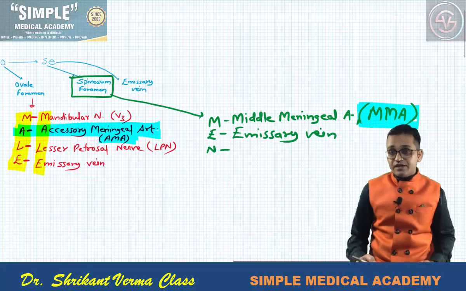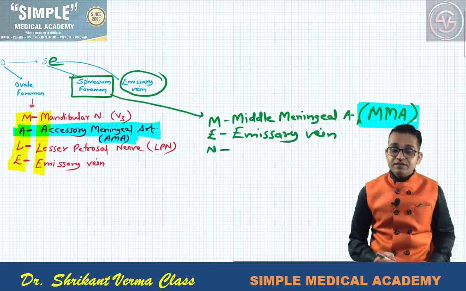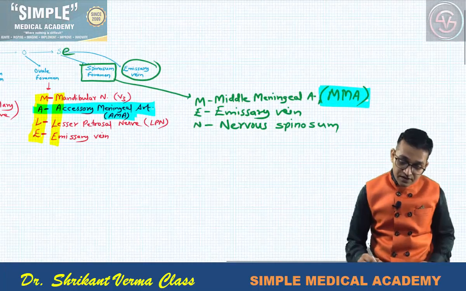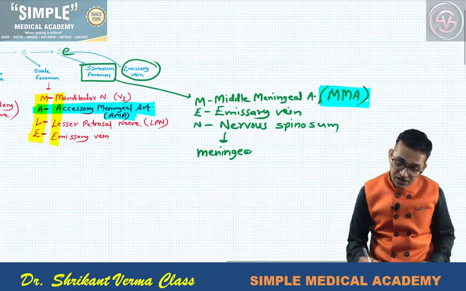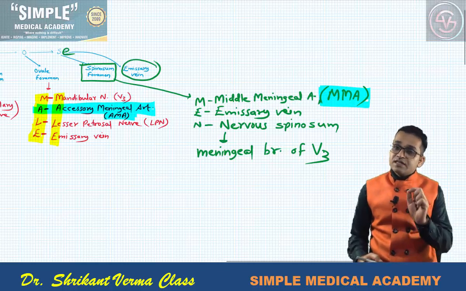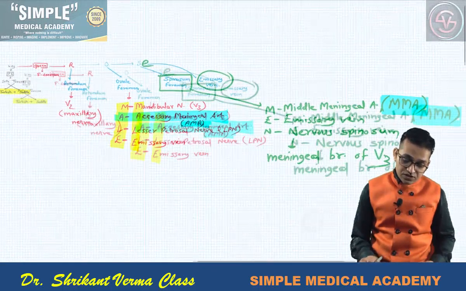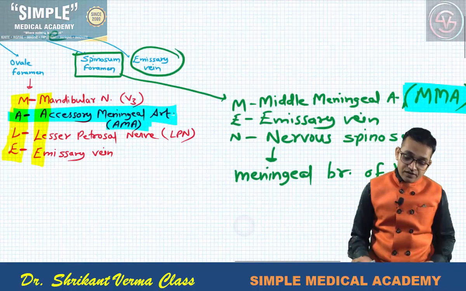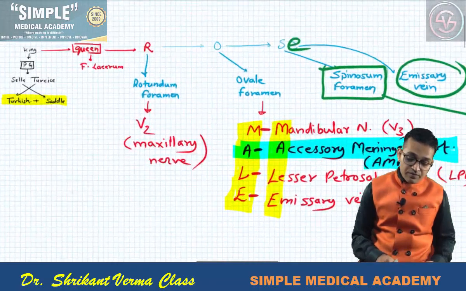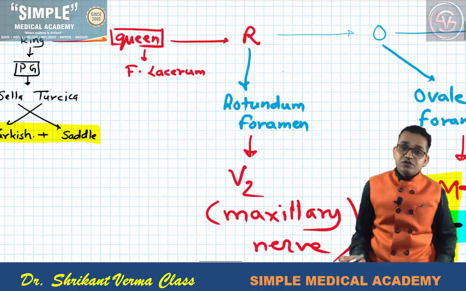there are lots of emissary veins in our skull. So this E word is indicating the emissary vein, while the N for nervus spinosus, this nervus spinosus is indicating the meningeal branch of the mandibular nerve, which supplies the meninges. So these are the various important structures passing through the foramen ovale as well as the foramen spinosum, while the structure passing through the foramen rotundum is the maxillary nerve, and later we will discuss what important structures are passing through the foramen lacerum.